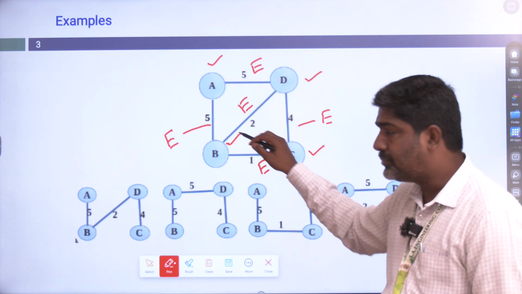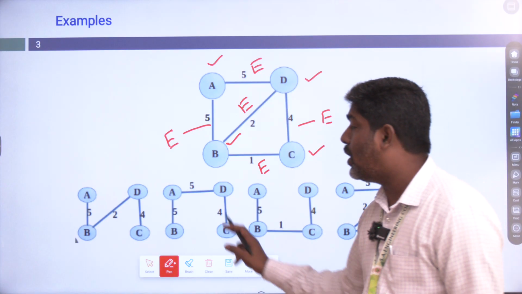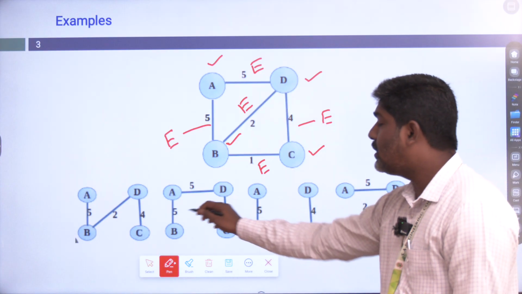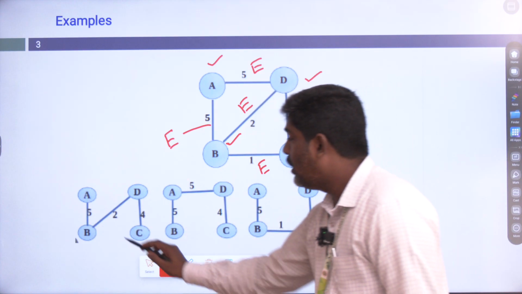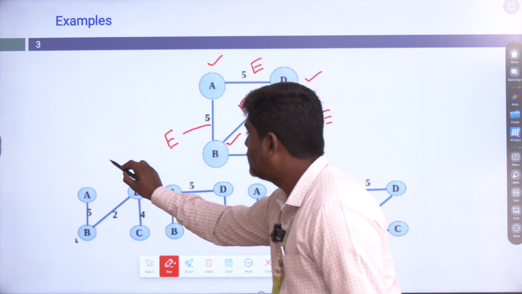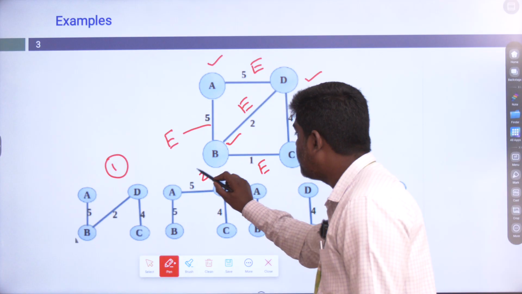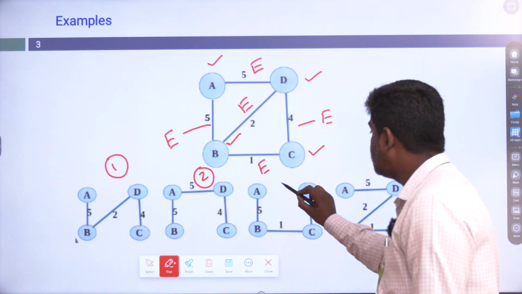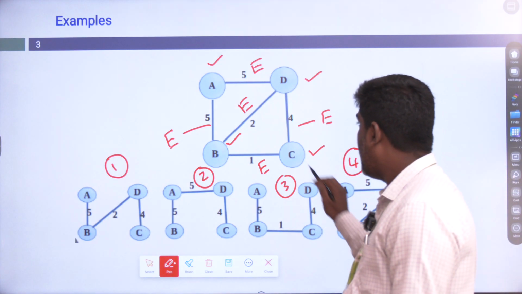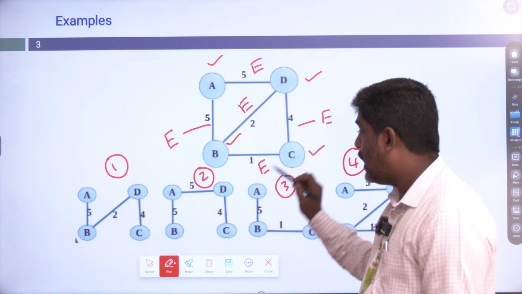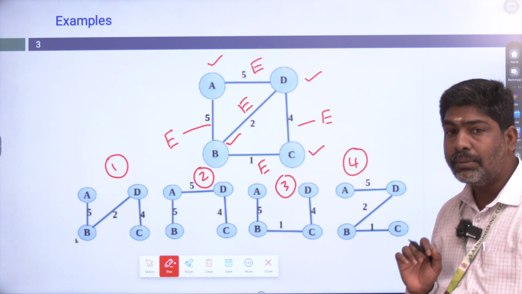Out of this graph, I want to make a minimum spanning tree in all possible ways. These are all the possible ways. This is the first possible way: from A to B I am traversing, B to D I am traversing, D to C. This is the first formation of a minimum spanning tree, this is the second formation, this is the third possible way, and this is the fourth possible way. So out of this graph I have 4 possible formations of a minimum spanning tree.